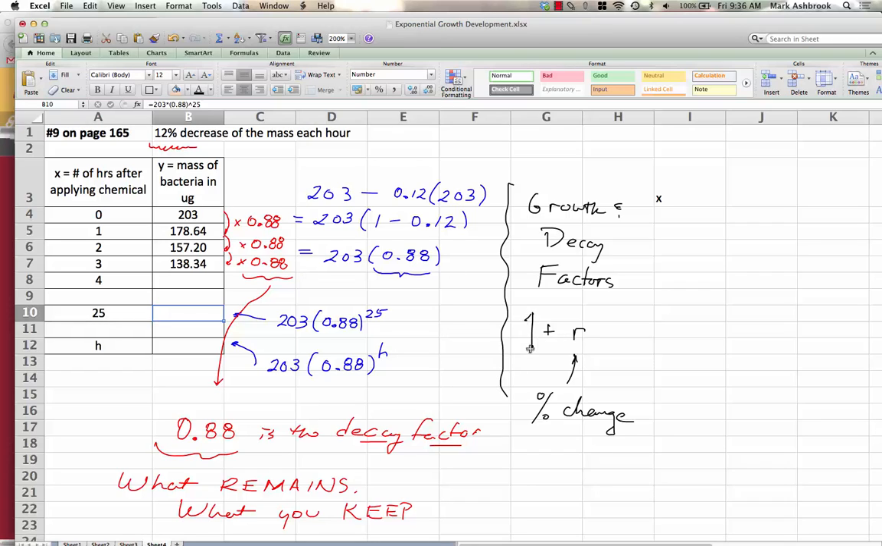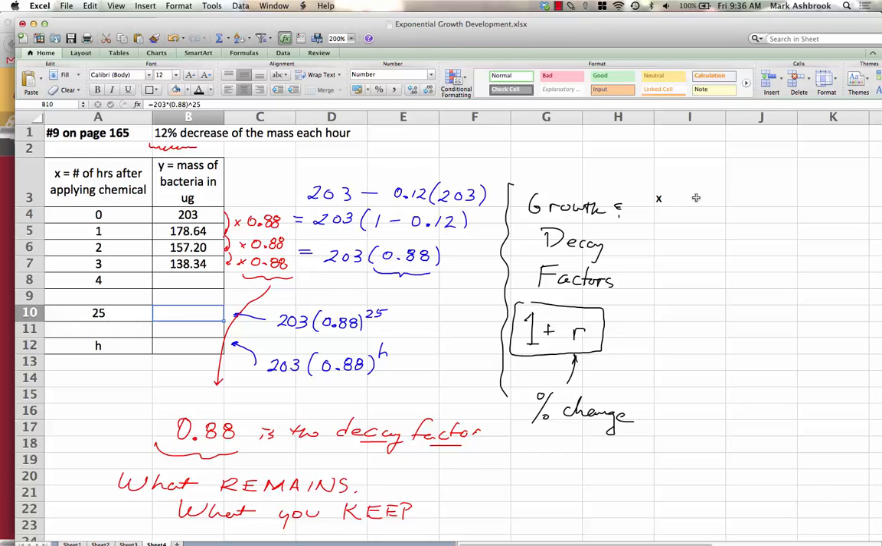So you always start with this baseline of 1. And then if you have percent increase, like we had before with salaries, 1.05. Remember that was 5% increase. If it's decrease, then that r will be negative, and it'll be 1 minus the amount of decrease. So you always have that baseline 1, and then you're either going to go up from there, and that's a growth factor. Or you're going to go down from 1, and that's going to be a decay factor like this, 0.88.